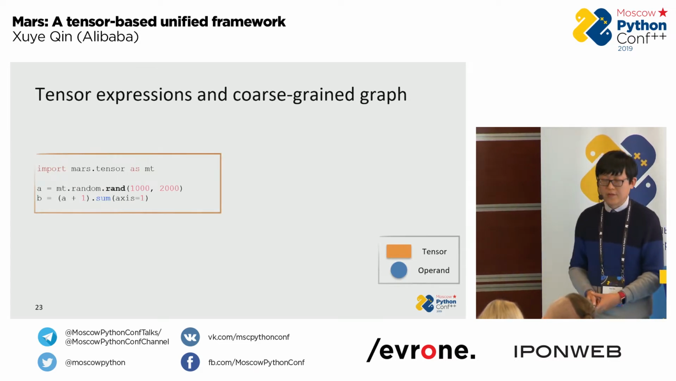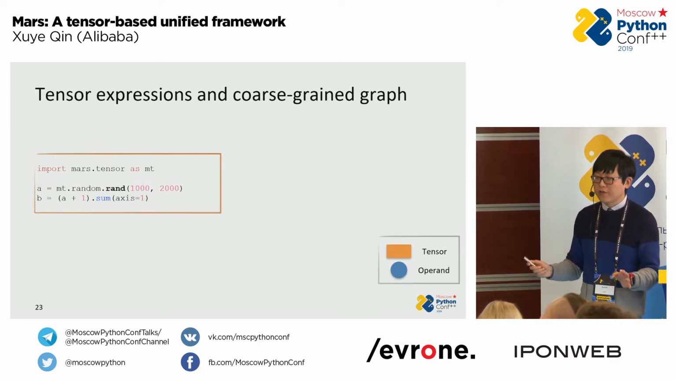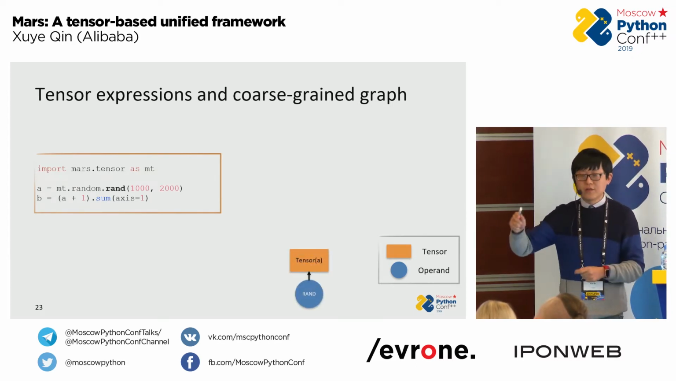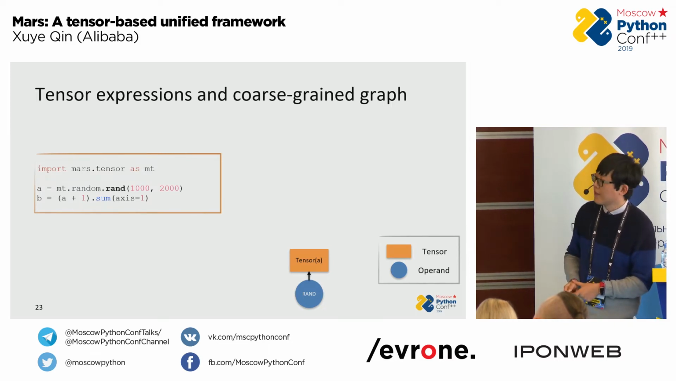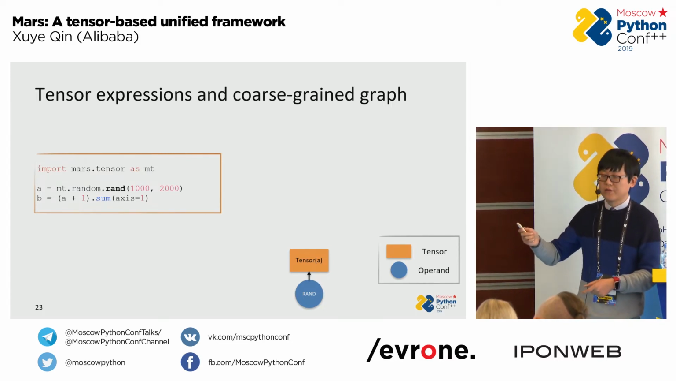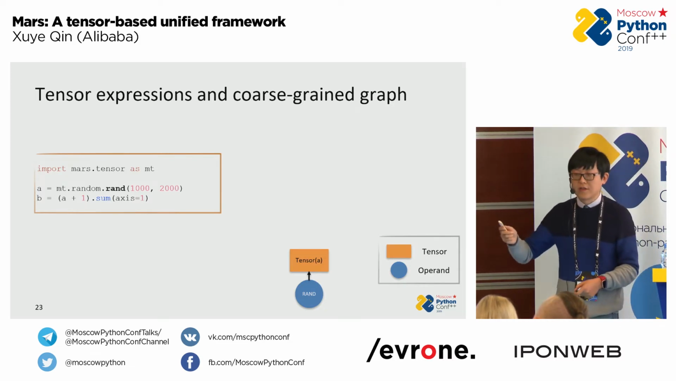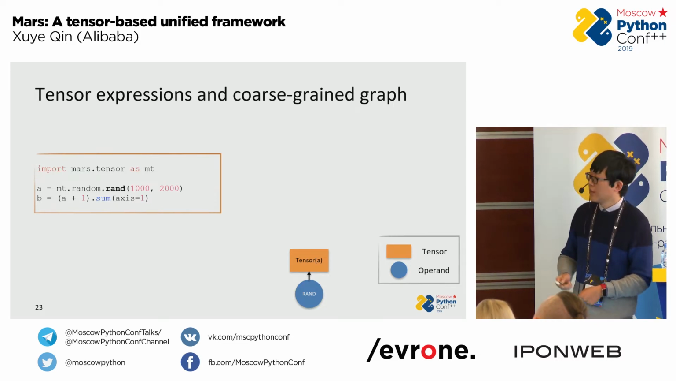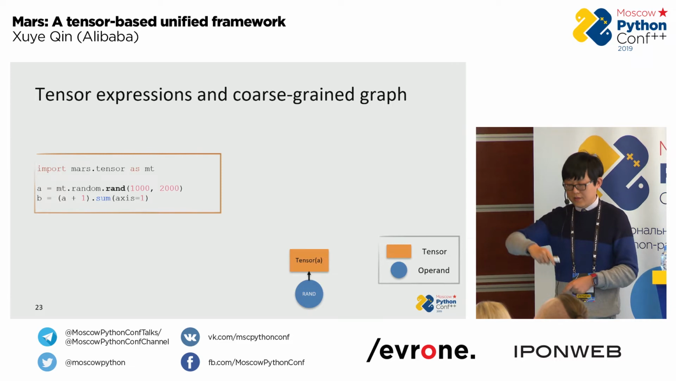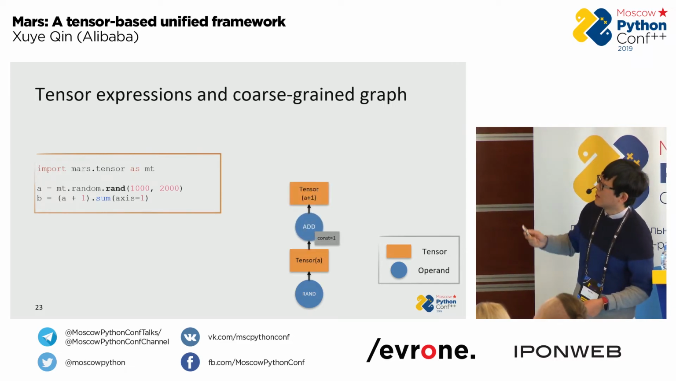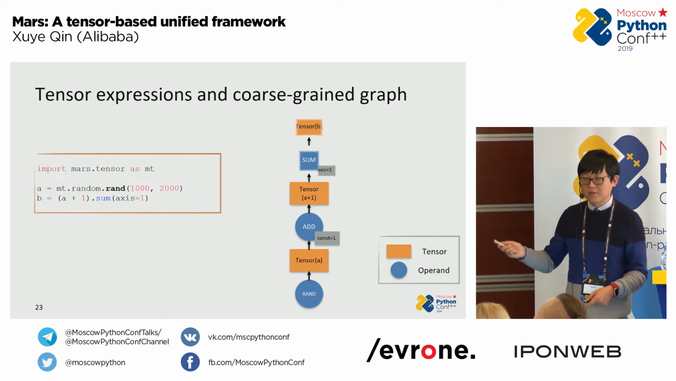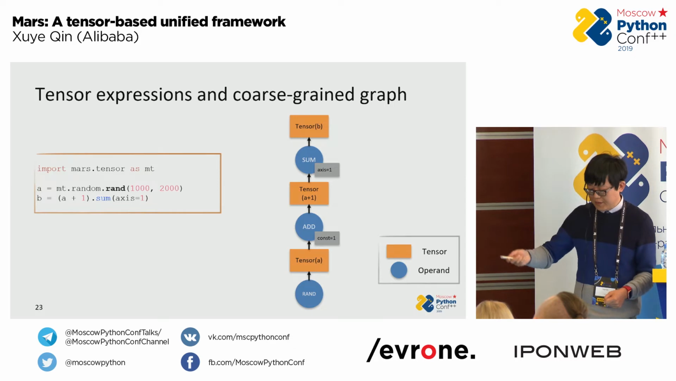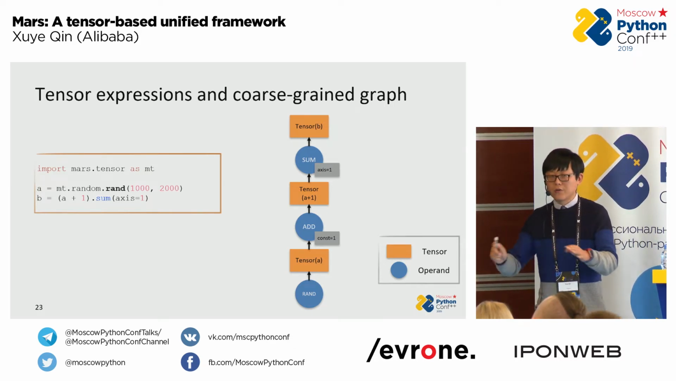Here we just write the code. We do nothing, but only generate the tensor expression tree in the memory. Here we have two kinds of expressions. The first is the blue one, which is operand, and the orange one which is tensor. So with the rand operand, we create a tensor A, and with the add operand, we create tensor A plus 1, and with the sum operand, we create the tensor B. So we just record this in the memory.